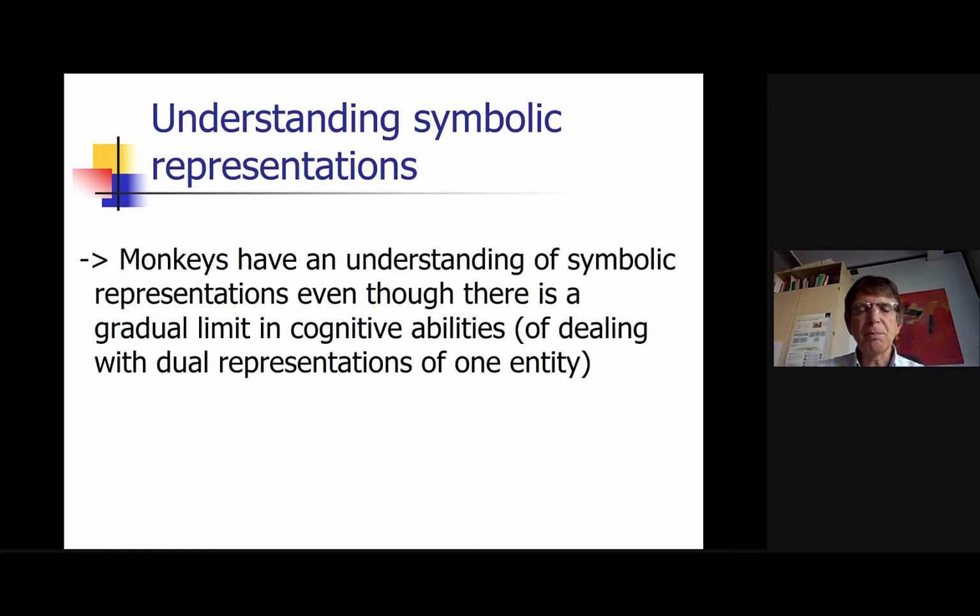So they have an understanding of symbolic representation, even though there are gradual limits in cognitive abilities. Especially we have to mention here that if you, even after that training, go back to the first condition, where you just have the plates open and you have 2 grapes that you immediately get on the left and 5 on the right, then they are back to this low-level performance, indicating that maybe this attraction by food seems to be overwhelming, or that there is a limit in dual representations at one time.